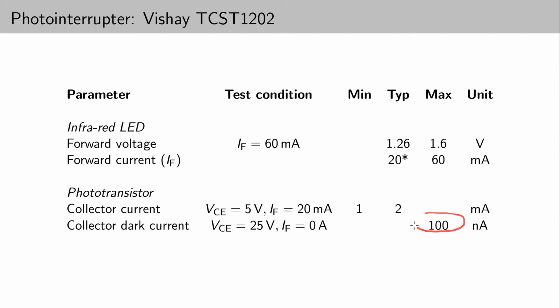The dark current is quoted as being 100 nanoamps, and that's probably true if there's no radiation at all falling on the phototransistor. But in reality, there's always going to be some ambient radiation in the wavelength range that these things use. I think it's about 930 nanometers or something. And so you're always going to get a bit more dark current than this. So again, we need to design conservatively so that things will work regardless.